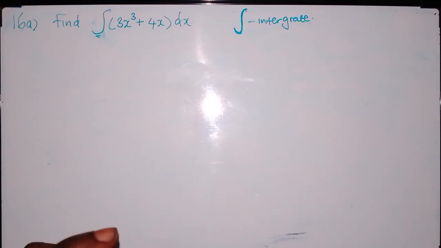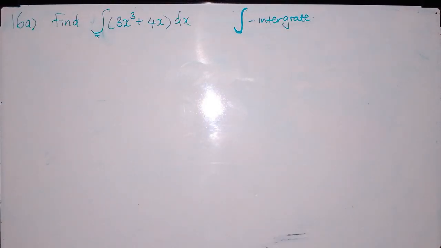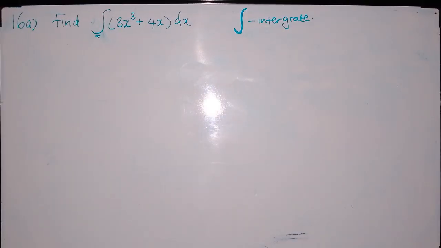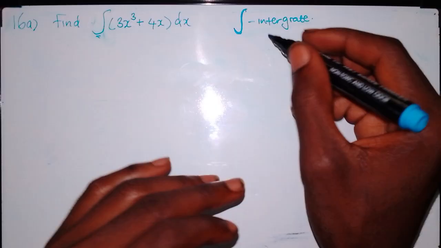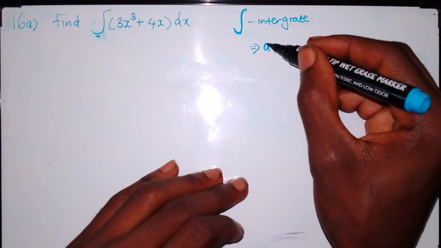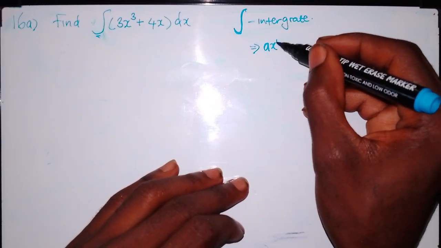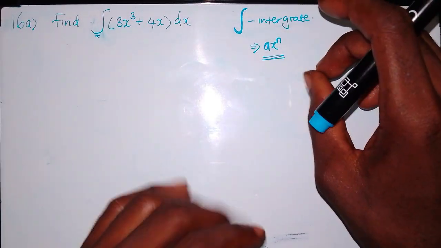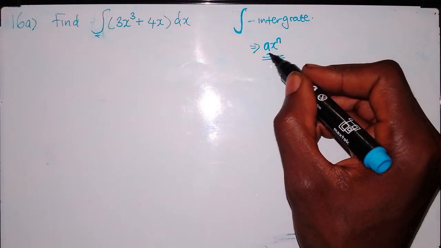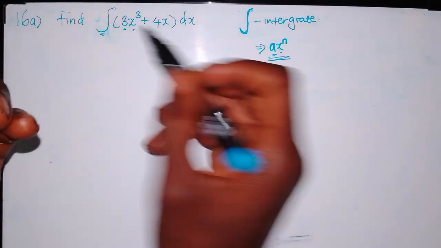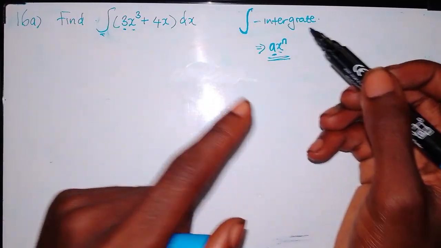So what does it mean to integrate? When you are integrating an equation, we use a formula known as the power rule. How does the power rule work? The power rule works in a sense that if you have a x to the power n, this is our expression. So a represents what? The number. Then x represents x. Then this n represents the power.